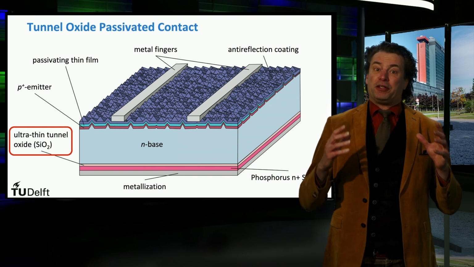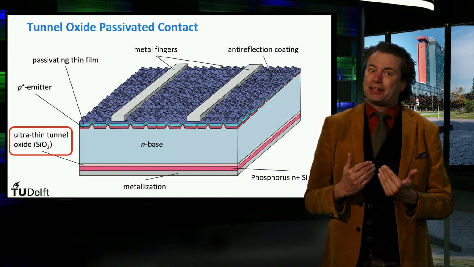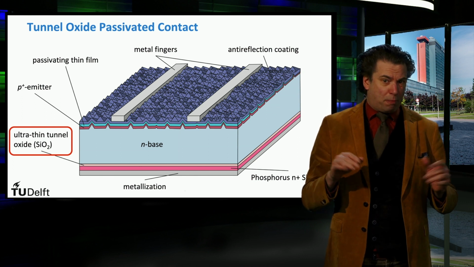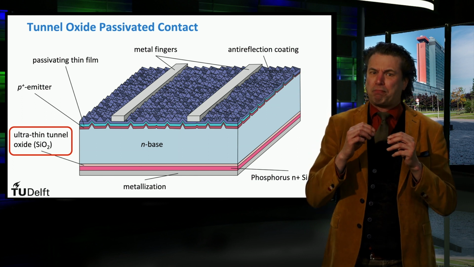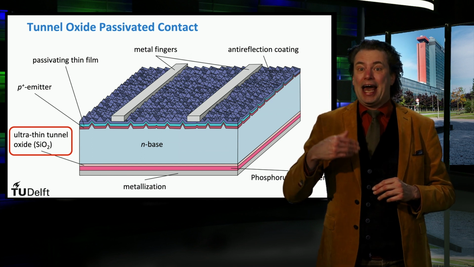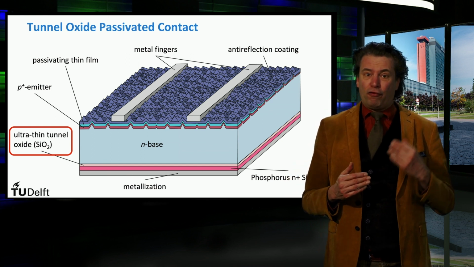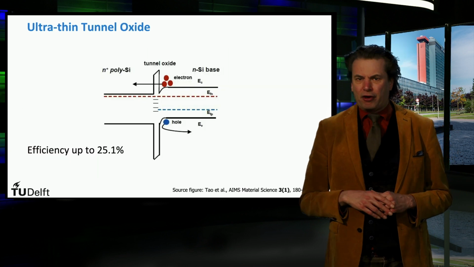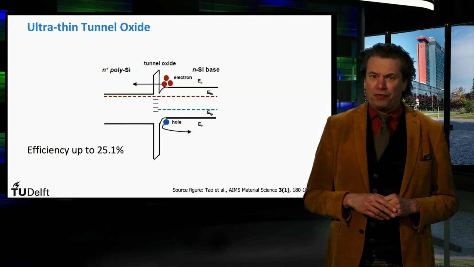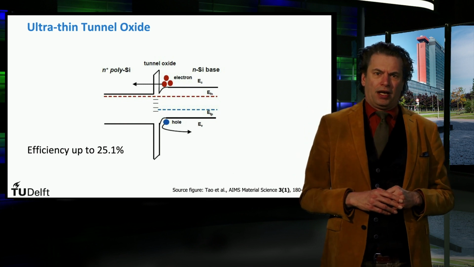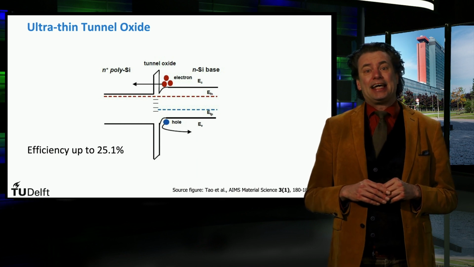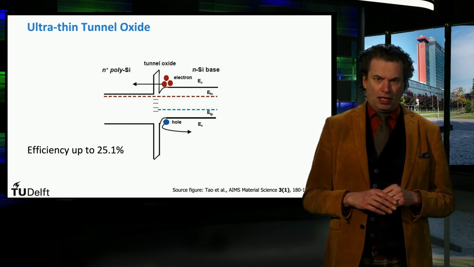In order to prevent the minority carriers from recombining at the back contact, a very thin oxide layer of approximately 2 nanometers is placed in between the n-type base and a phosphorus-doped N+ layer. The band diagram of the back contact demonstrates the principle. The left side is the N+ layer and the right side is the n-type crystalline silicon.